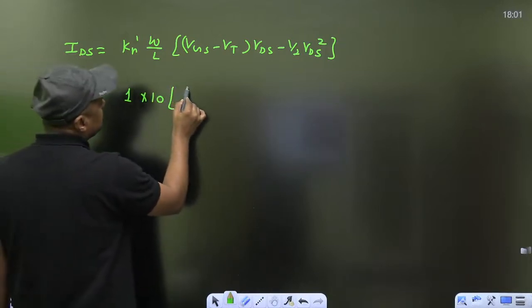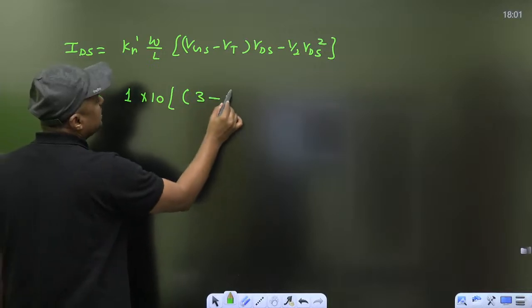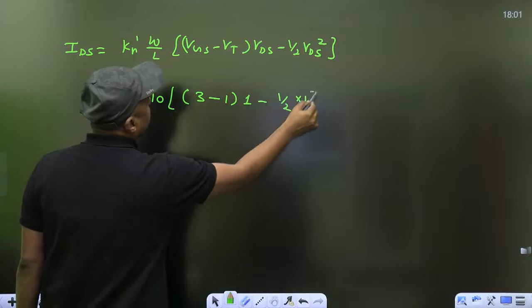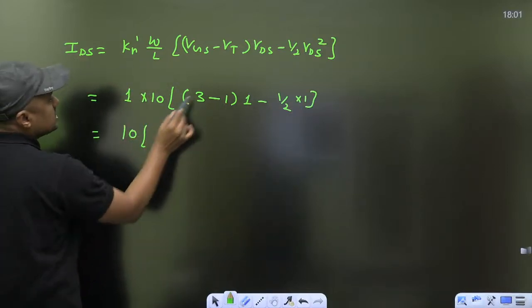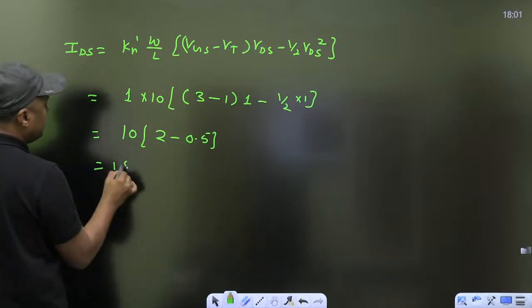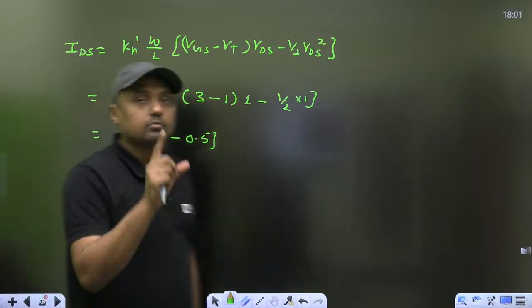For VGS, you can use the maximum. What is the maximum value of the VGS? 3, minus VT which is 1 volt, into VDS 1 minus half into 1. Now this will become 10 into 2 minus 0.5. That is what? 15 milliampere from the triode region.